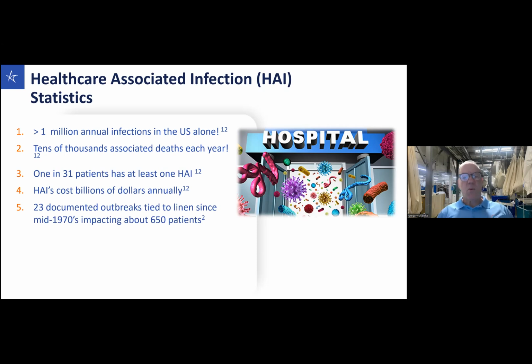One of my goals as a laundry compliance expert is to really mitigate all of the potential HAIs that could be coming from linen. Since the mid 1970s, there are 23 documented infection outbreaks tied to linen, impacting about 650 patients. To me, that's a really good number for the industry, because if you consider there are 5 billion pounds per year of linen processed, that's really an impressive record for the laundry industry. We should all pat ourselves on the back. But there's a big, big, big, big but in there. These are the documented ones tied to linen.